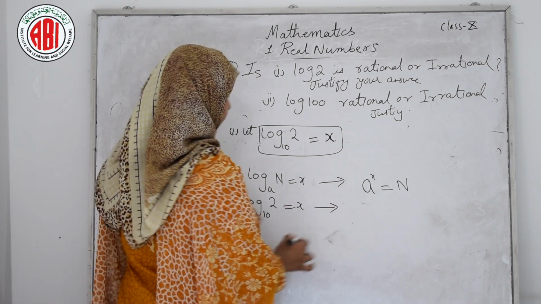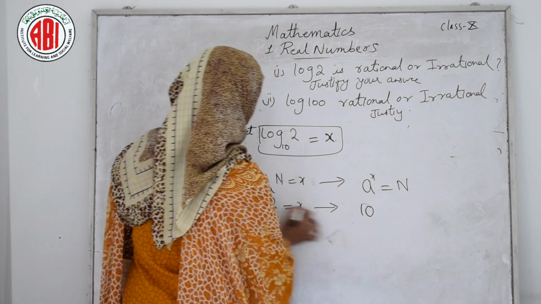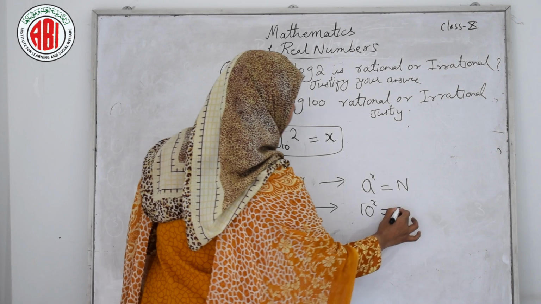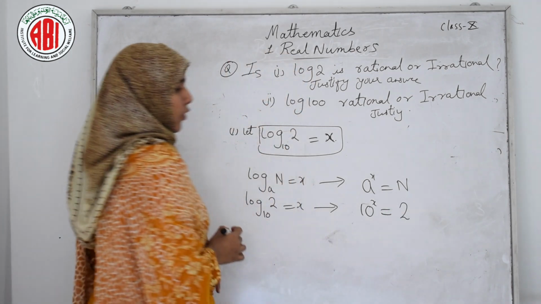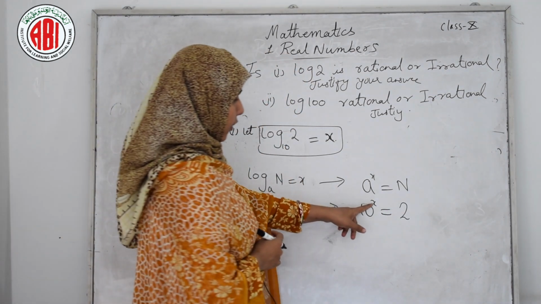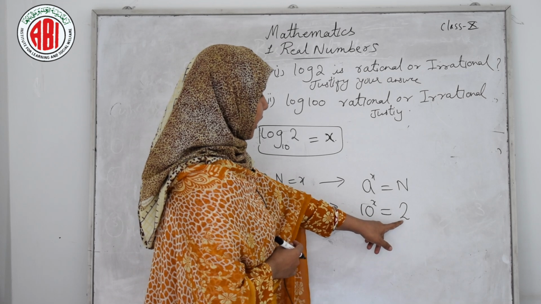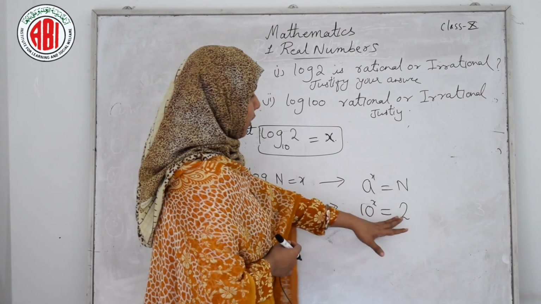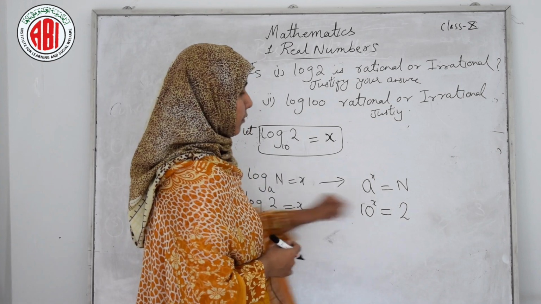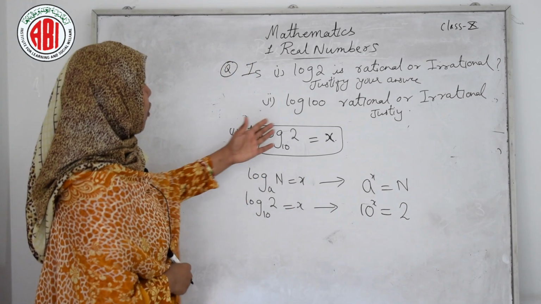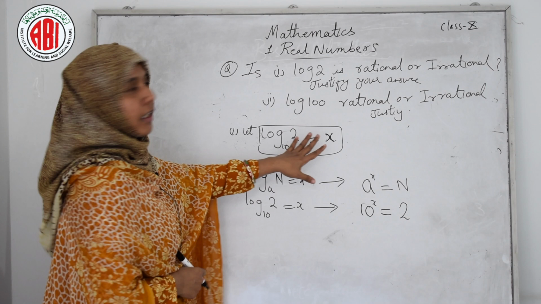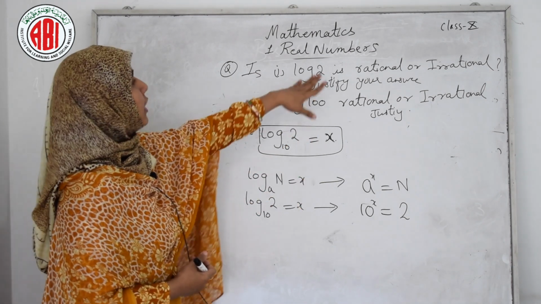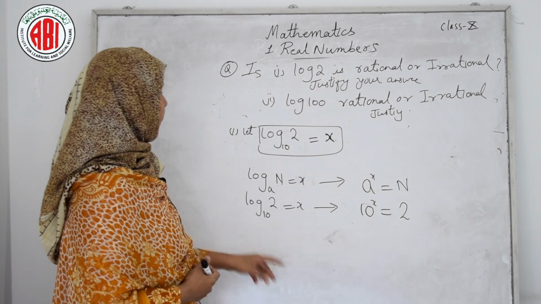Let us convert. A is nothing but 10 to the power x you have to find, n is 2. So, can you tell me what will be the value of x, so that you will get the value as 2? 10 to the power what value of x, so that we will get answer 2? Log 2 base 10 is equal to x. We are equating this. We have to convert in the exponential form to check whether it is rational or irrational.